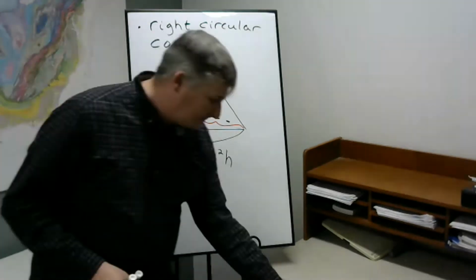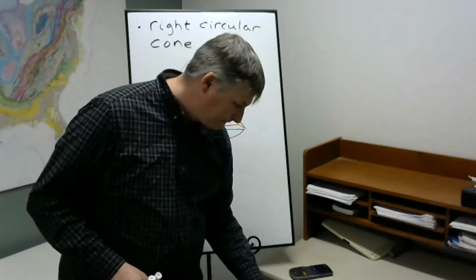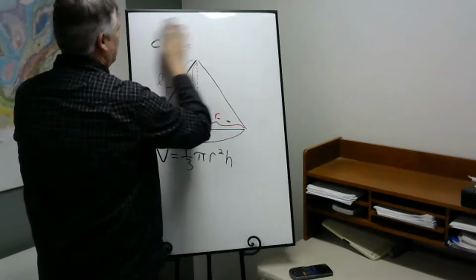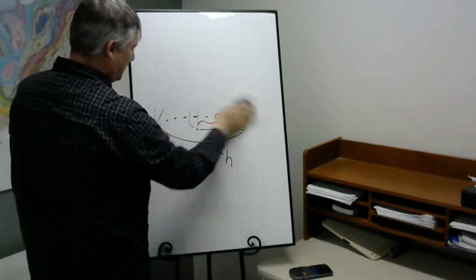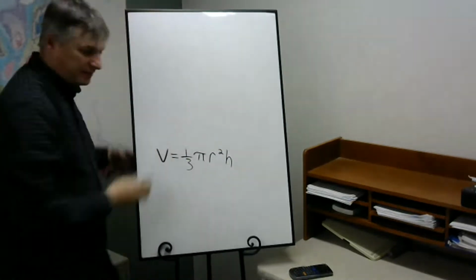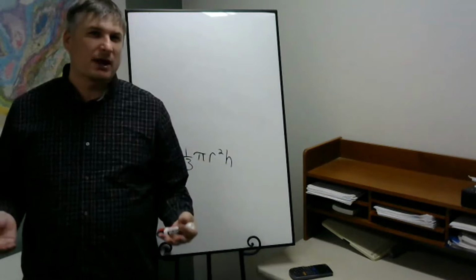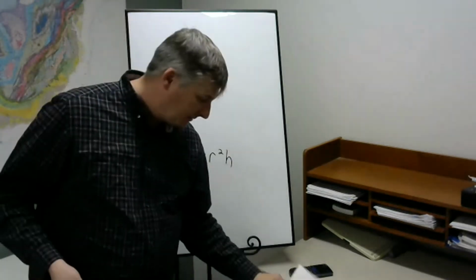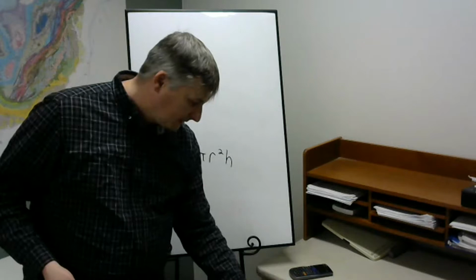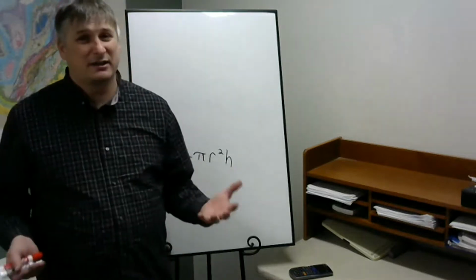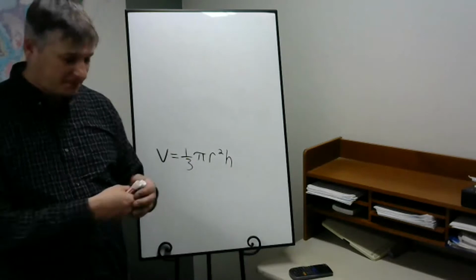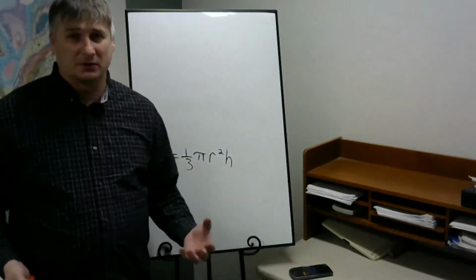So let me do an example. So the thing you want to be careful of is make sure you use the vertical height for your volume. For surface area, we're going to be using that inclined height or that slant height instead. But for volume, we're going to use the vertical height.